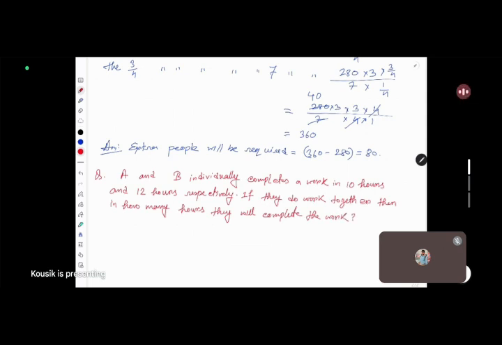A and B individually complete a work in 10 hours and 12 hours respectively. If they do the work together, then in how many hours will they complete the work?